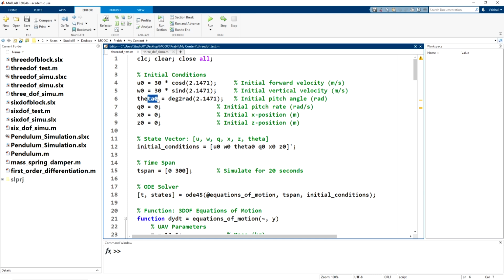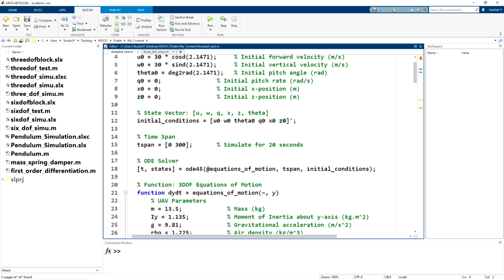Theta naught initial condition is again the same as the attack angle. So I'm converting this from degrees to radians. I'm letting MATLAB know that this is in degrees, so you need to convert it to radians. So this is the initial pitch angle. And q naught, x naught and z naught, I've taken as 0. And I've considered these initial conditions in a state vector, in vector form, which is represented in this form. You can also add a comma here if you want. It is completely up to you. So these are the initial conditions: u naught, w naught, theta naught, q naught, x naught and z naught.